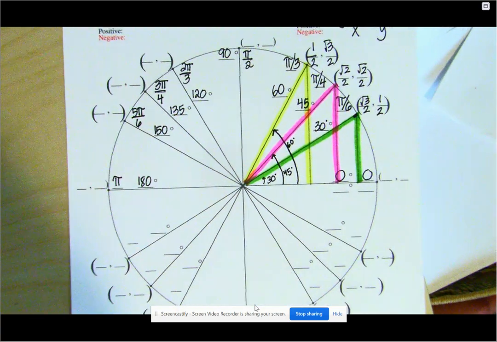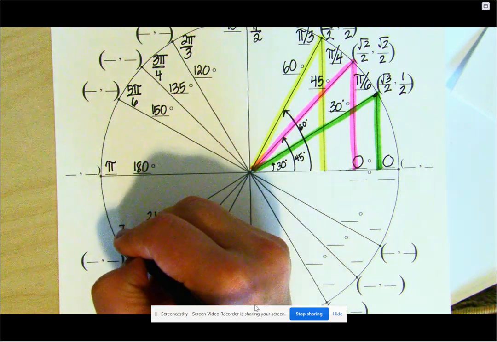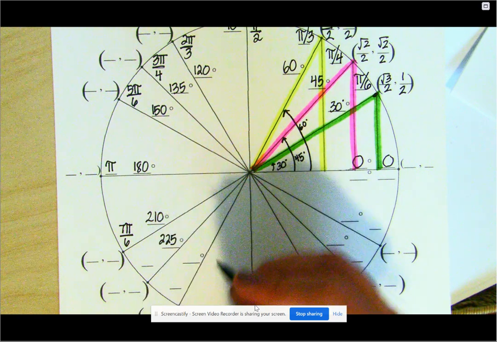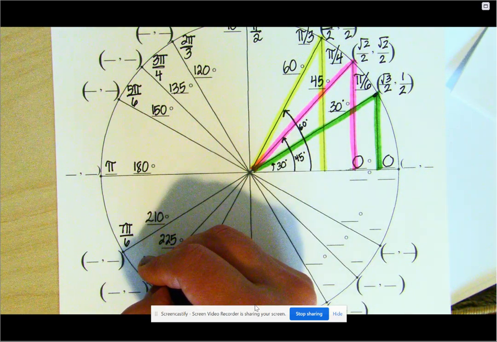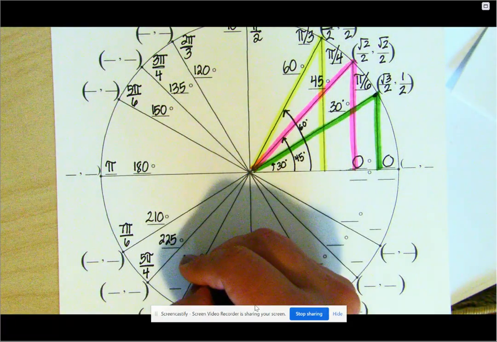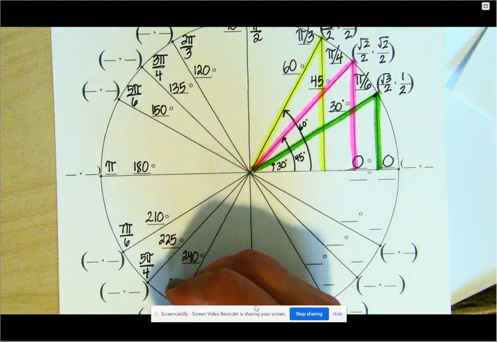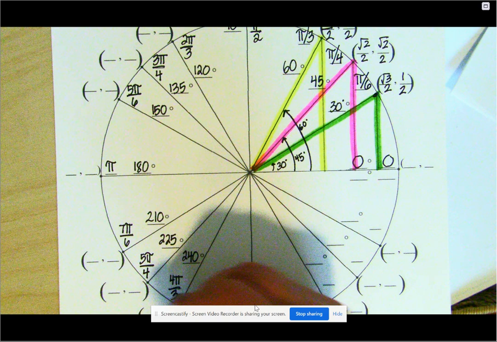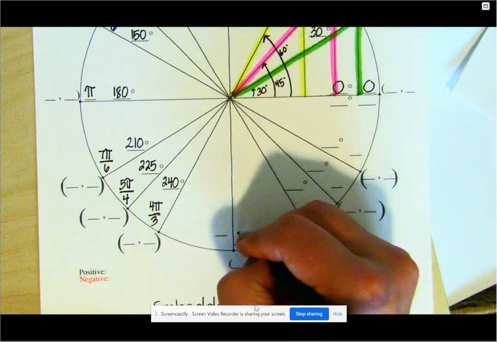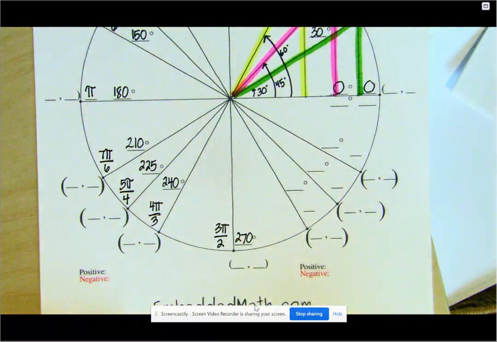I guess I better zoom in a little bit here. Okay, this is 210, which is 7 pi over 6. 225, which is 5 pi over 4. This is 240 degrees, which is 8/6, which reduces to 4 pi over 3. We've got 270 degrees, which is 3 pi over 2.